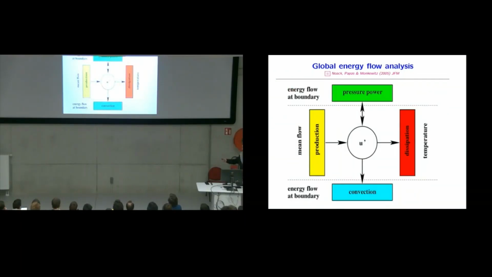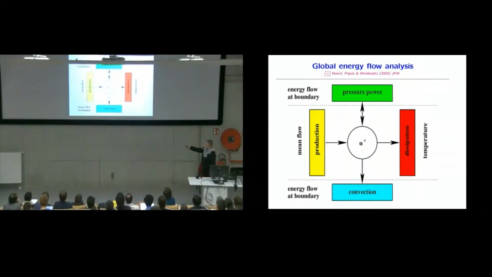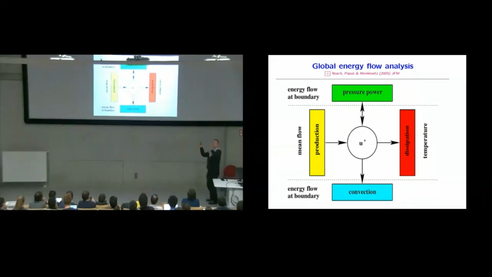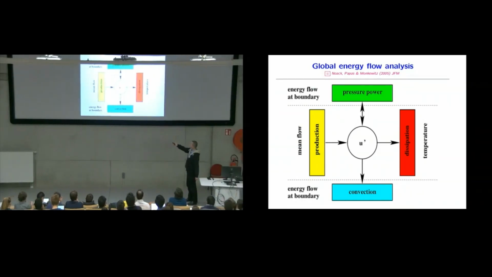Now we can do the same thing with the modes. Here's a picture, the fluctuation. There's one term called production, which essentially determines how much energy the fluctuation gets from the mean flow. There's one term called dissipation. This is how much energy the heat reservoir or the molecular structures get from the coherent structure. And there are two terms which are determined by the boundary. One is the pressure power and one is the convection. So in an infinite domain, a periodic pipe and so on, these terms would vanish.